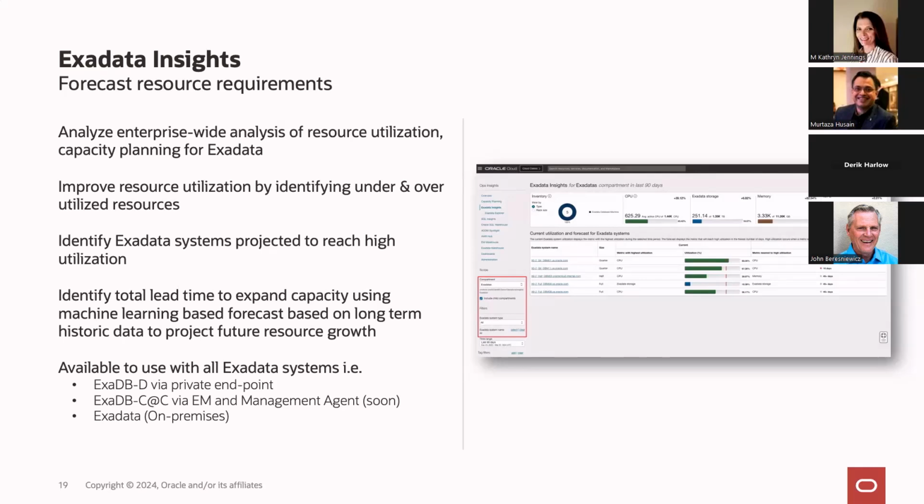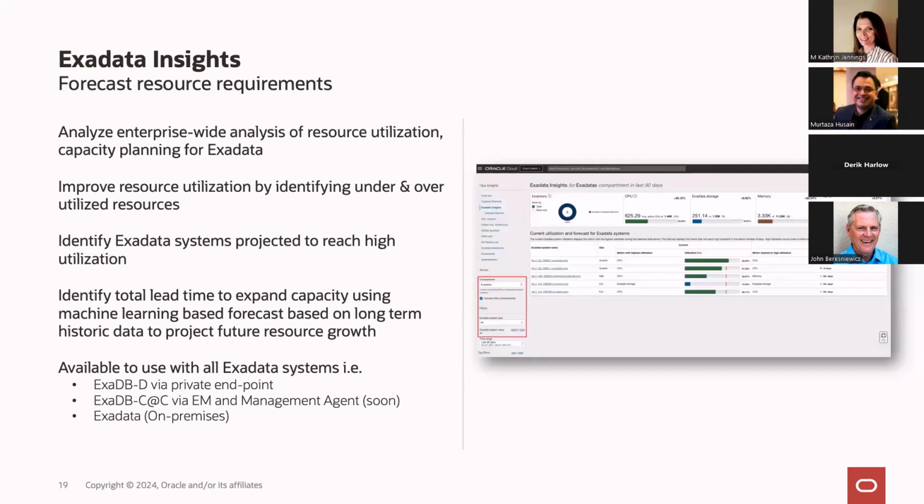In terms of the support for Exadata Insights application for Ops Insights, we do support all the different deployment types of Exadata systems, whether you are on ExaCS or ExaDBD. We have support for ExaDB C at C, which is ExaCC, and Exadata on-premises. For ExaDBD, we currently support that through private endpoint technology.